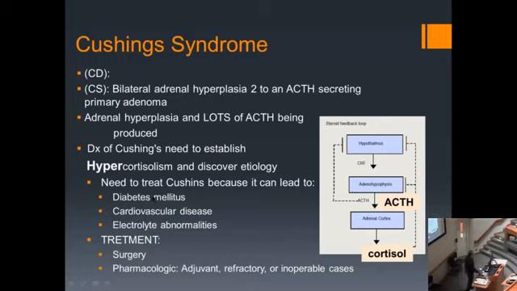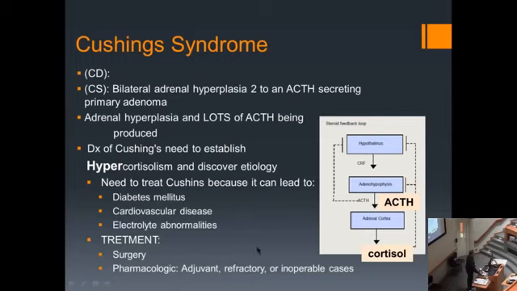And so we need to treat Cushing's, basically because it can lead to diabetes, it can lead to cardiovascular events, it can also lead to electrolyte abnormalities. So what's the treatment? Well, if it's a tumor, and if it's secreting too much, what do we do? When in doubt, cut it out, right? So surgery, and then of course we'll have to do pharmacological adjuvant therapy as well.